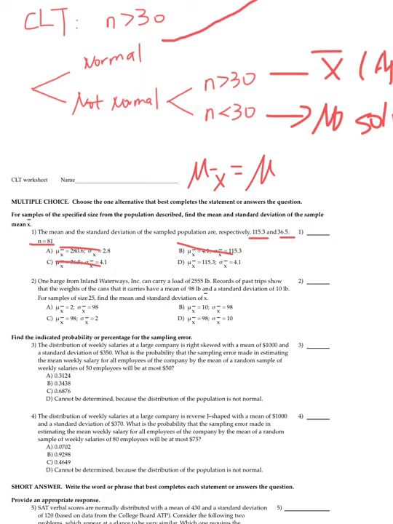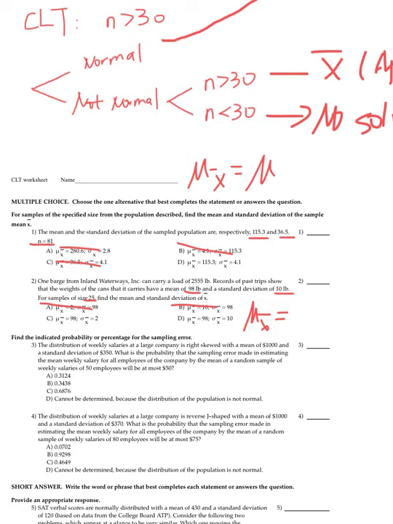And similarly for number 2, we have the mean, we have the standard deviation, and we have the sample size equal to 25. We are looking for the mean of the sample mean, mu X bar. Mu X bar is equal to mu. Mu is equal to 98, so we can eliminate B and A, right? And we will choose from C and D.